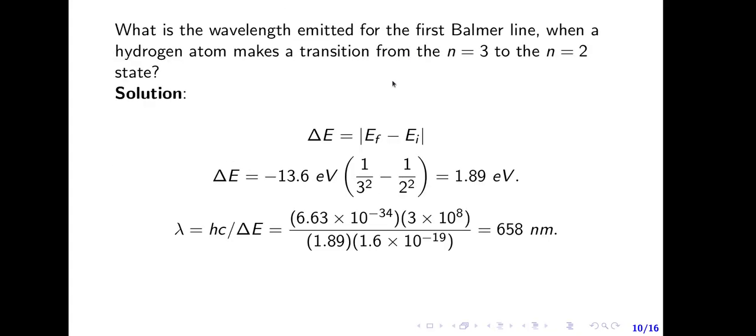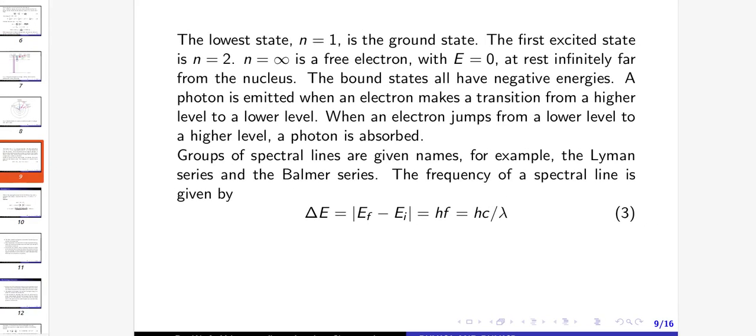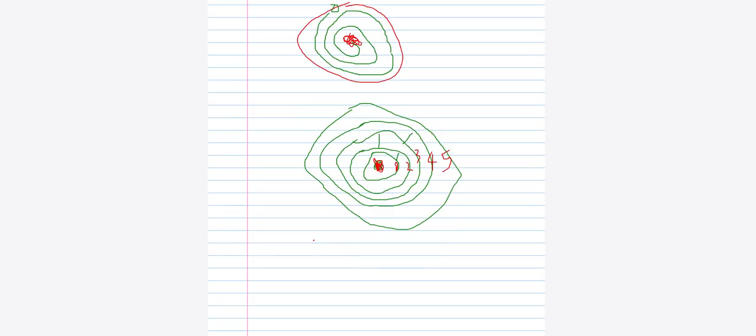Okay, so to get the wavelength, we calculate the energy at n equals 3 minus the energy at n equals 2. Then we equate that to hc over lambda. Use equation 3. So the final energy minus initial energy equals hc over lambda. Then from there we make lambda the subject of the formula, so that we have lambda equals what?